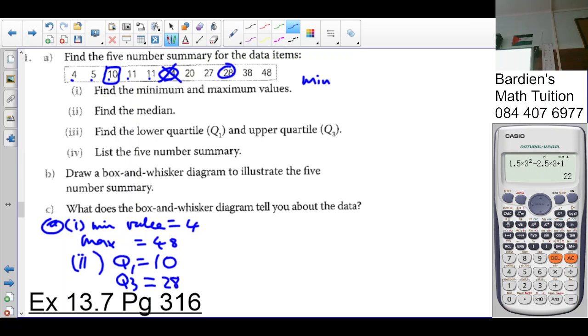The next one, list the 5 number summary. Another way that you can list it, instead of the way I did it, the 5 number summary will be listed. So it will be 4, then 10 is the lower quartile. Then what number is that? 14, then 28, then 48. That's another way of listing the 5 number summary. Okay? Then he says draw a box and whisker diagram.